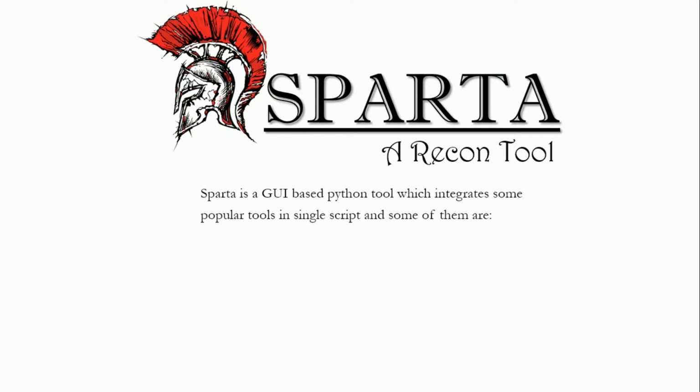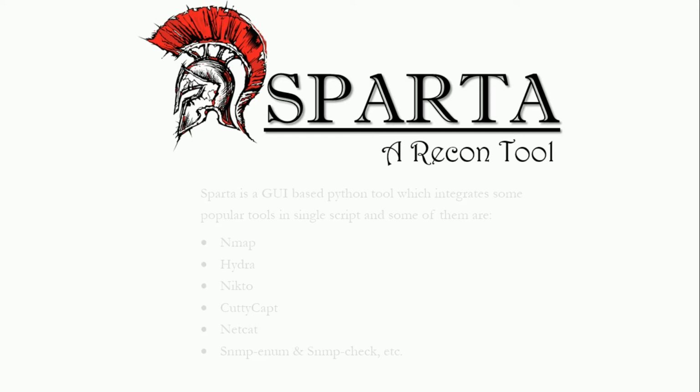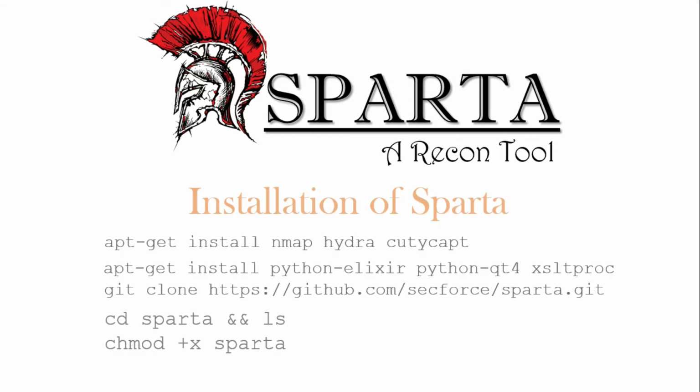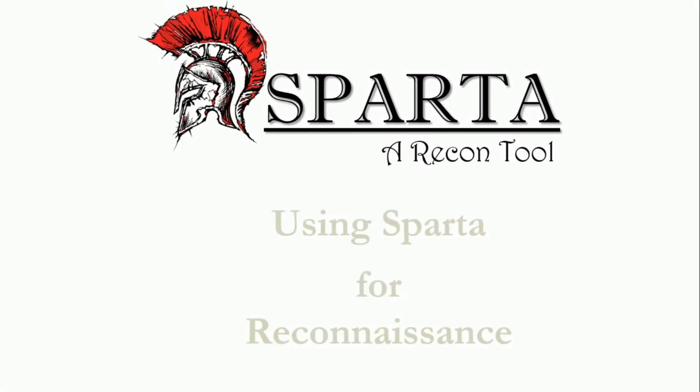Sparta is a GUI-based Python tool that integrates some popular tools in a single script, and some of them are Nmap, Hydra, Nikto, Cutycapt, Netcat, SNMP enum and SNMP check, etc. This tool comes pre-installed with the latest version of Kali Linux, and for other operating systems, it can be downloaded and configured according to OS requirements. If Sparta is not yet installed on your Linux machine, then try these commands to install it on your machine.